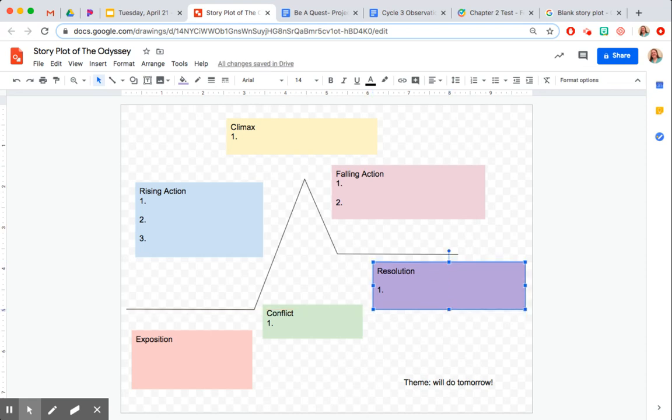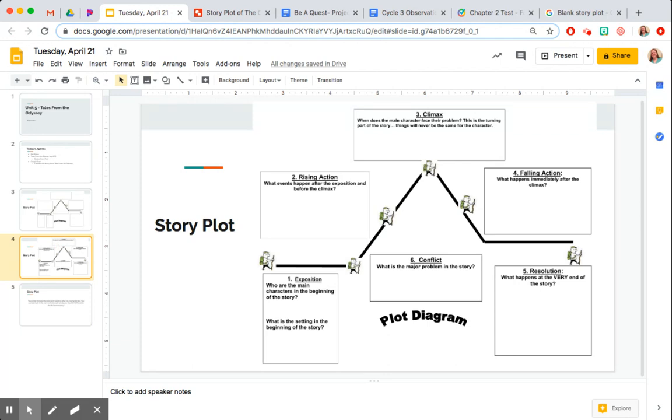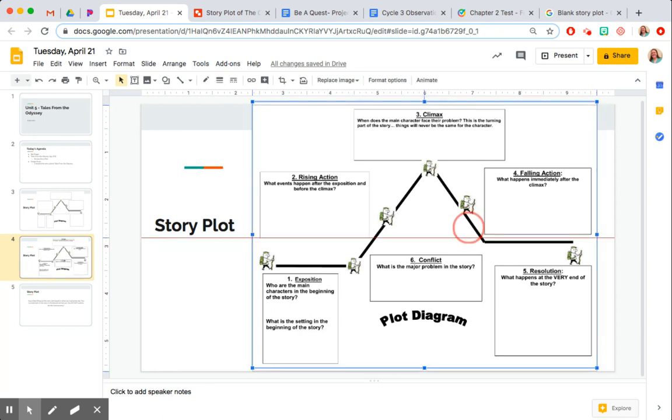Then tomorrow we're going to be using this information to determine the theme or the moral or the lesson of the story. If you need to, you can go back in this video and pause it on this diagram if you need some help remembering what goes in each part. Again, please use the story to help you. You don't have to do this from memory.